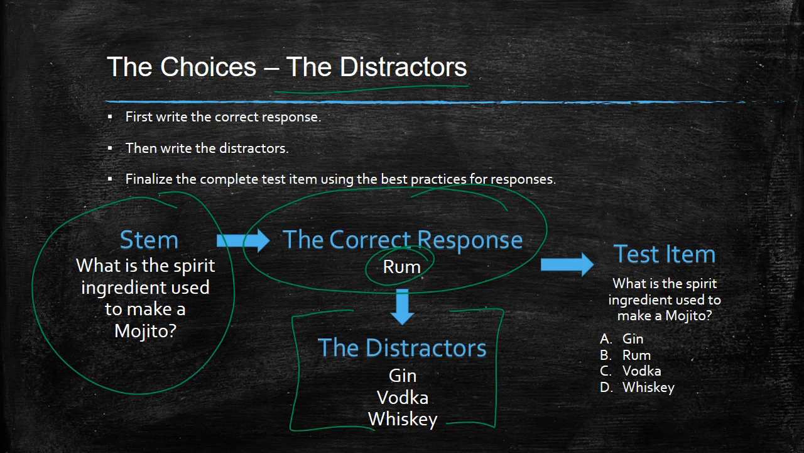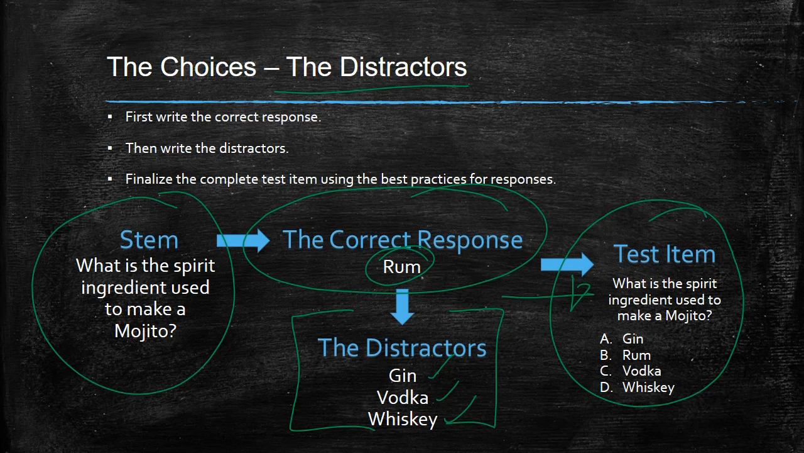I take a few spirits: gin, vodka, whiskey. They're all plausible because they are common spirits used to make cocktails. I do my best to write alternatives that are similar in length and structure. After this, we now have the structure to complete the entire test item. I have the possible choices in alphabetical order, which we'll talk more about later, in order to avoid bias.